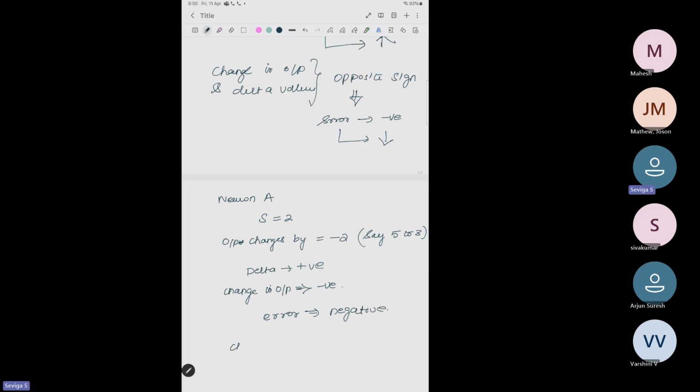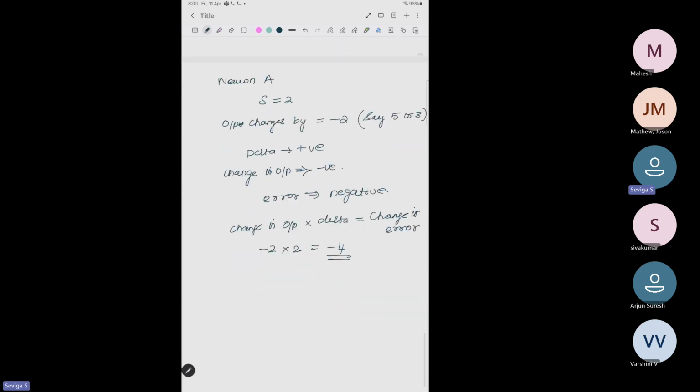So change in output into delta is change in error. So change in output is -2 into plus 2 delta, that is equal to -4. So the error will drop by 4.